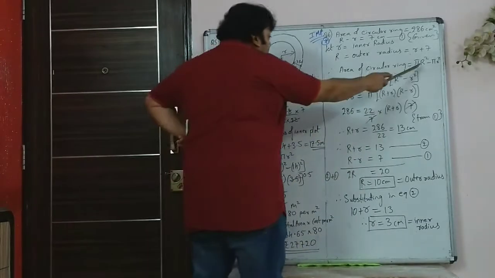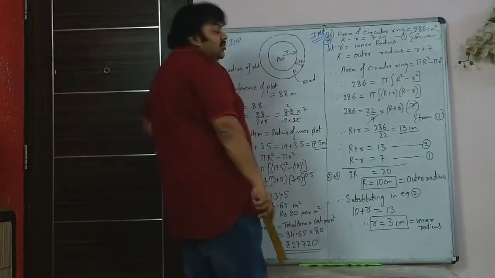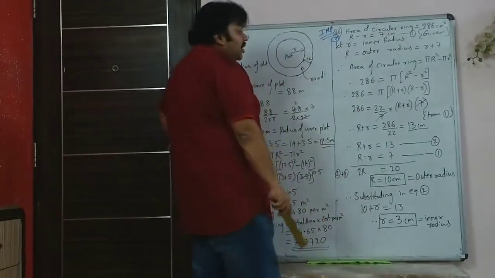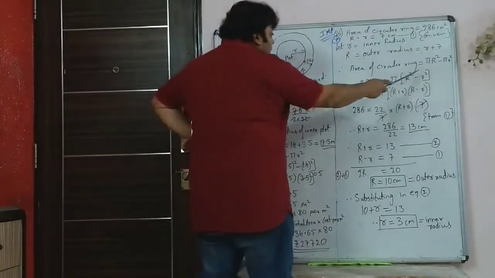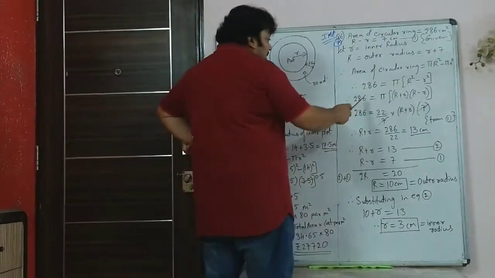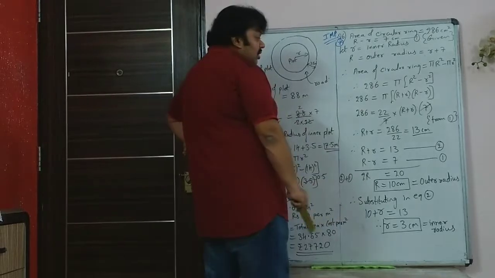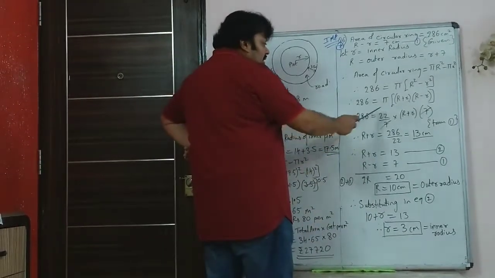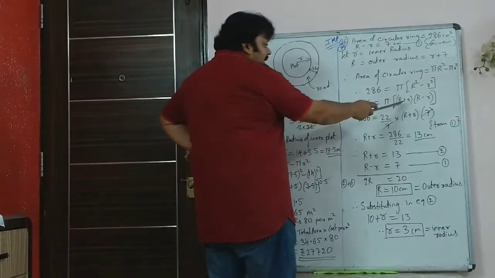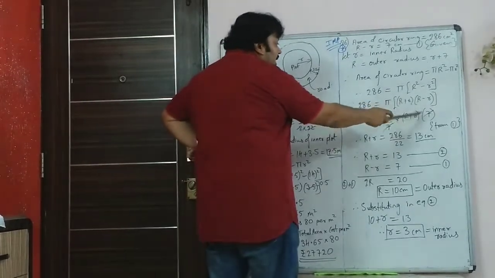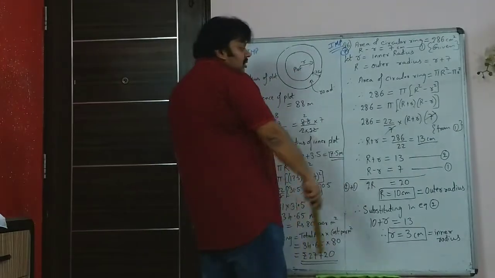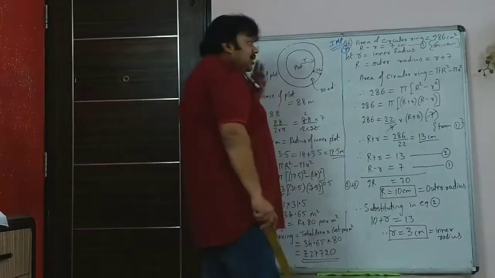286, is pi capital R squared minus pi small r squared. So pi common, capital R squared minus small r squared. So this is R plus r into R minus r. So that is area of circular ring. So now pi is 22 by 7. R plus r you don't know, but R minus r you have already written in equation 1. So I am substituting that R minus r.